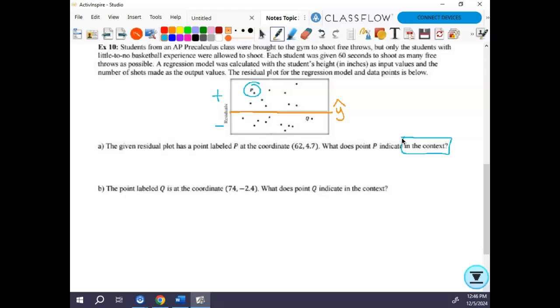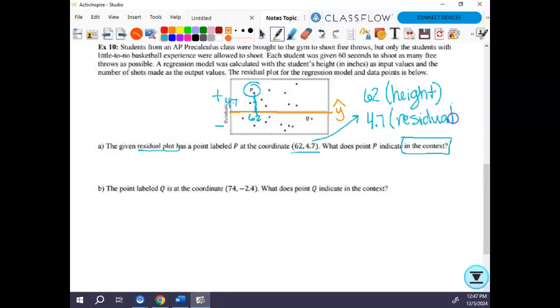It's not asking us about anything else. So this coordinate here, this 62, 4.7, what do these two numbers represent? What does this 62 represent in that order pair? His height in inches, right? Okay, so his height in inches. And then is the 4.7, is that the number of shots he made? No. What is it? The given residual plot. So this right here would be 62. This right here is the 4.7. The 4.7 is the residual.